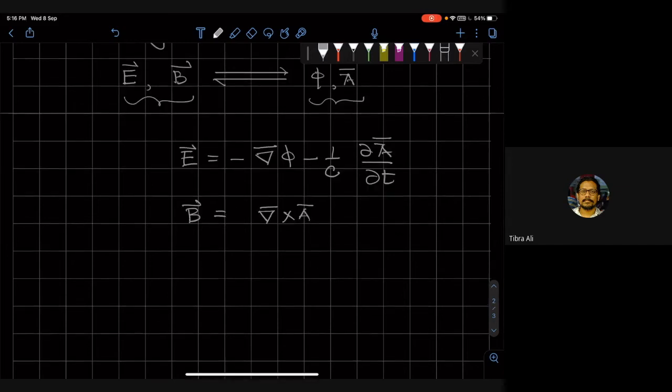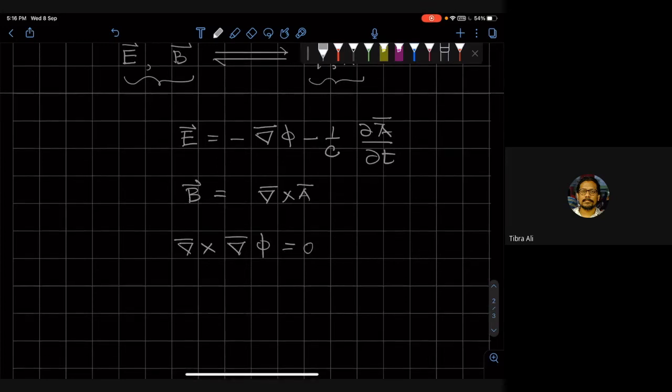And due to the vector calculus identities, that the curl of the gradient of any scalar function is 0, as well as the divergence of the curl of any vector function is 0, using these, we can show that these definitions satisfy Maxwell's equations, okay?